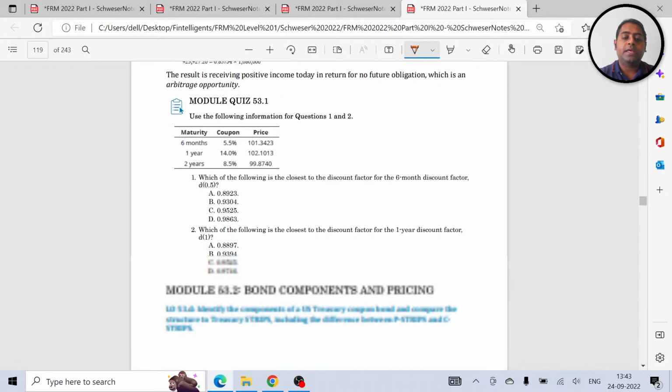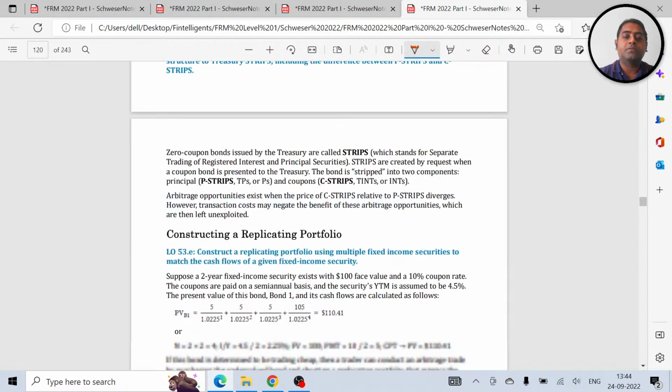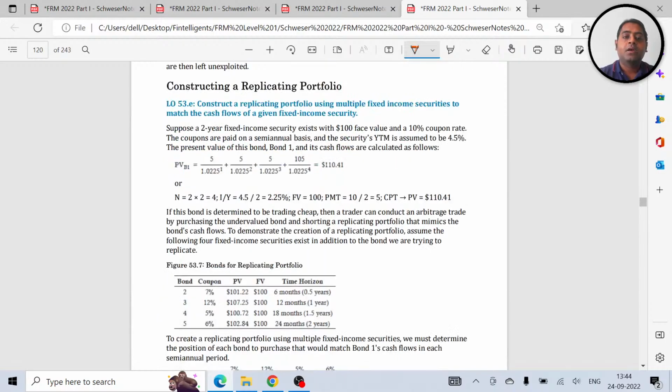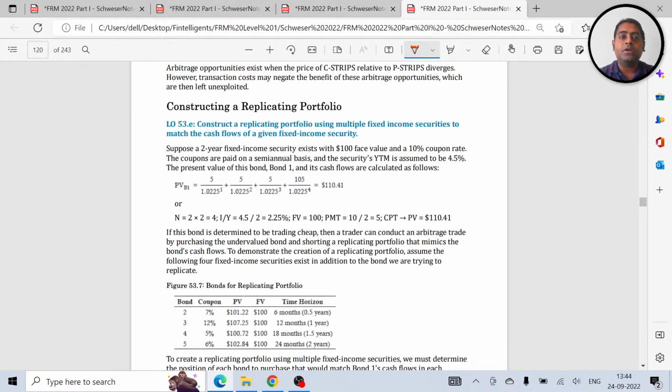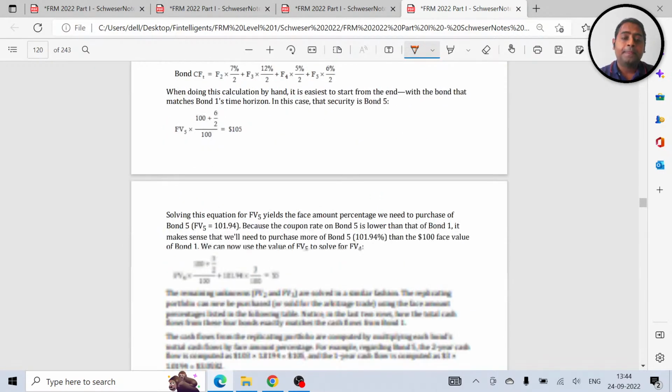And next part, bond component and pricing. Very unlikely that they might test. Replicating portfolio. I've not heard people getting this question, even though the calculation is very big. It is slightly tough. I've not heard about it.